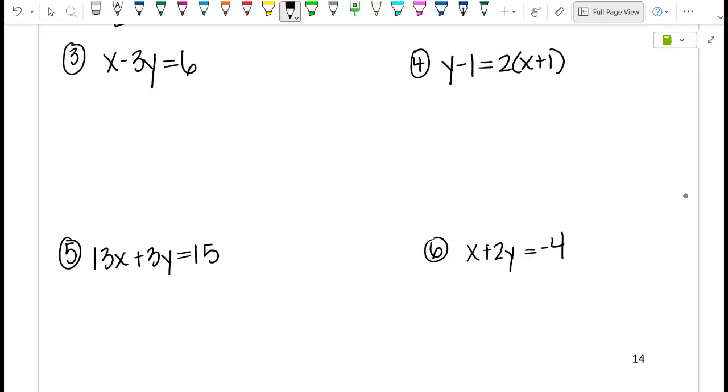Again, we're solving for y on all of these. That is the variable that needs to be by itself at the end. All right, let's check our answers on these. Number 3, x minus 3y equals 6.